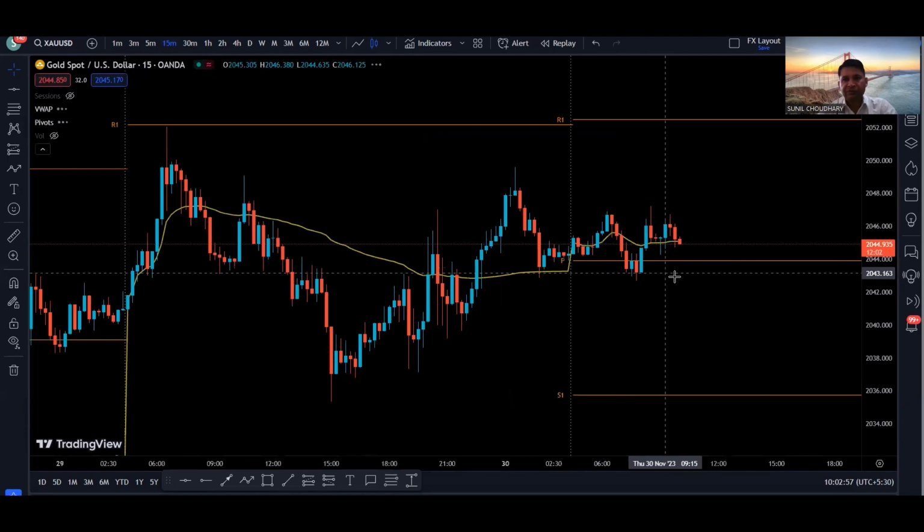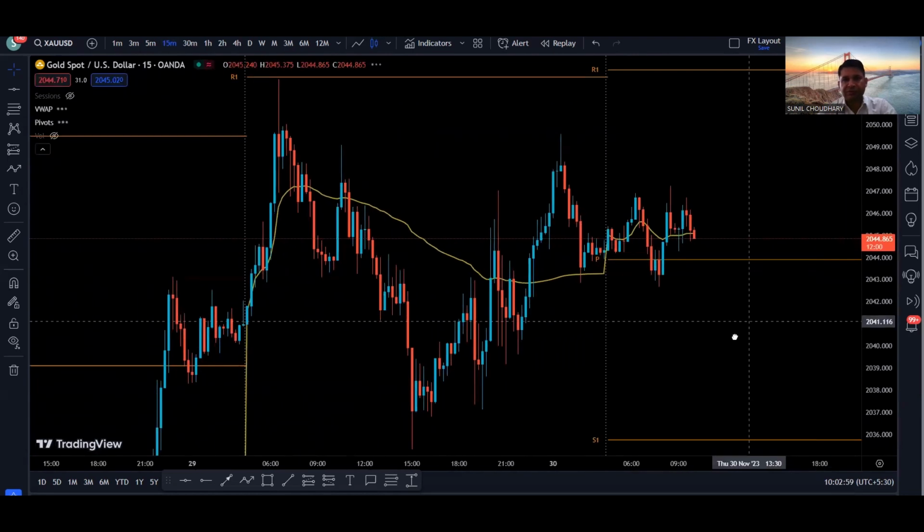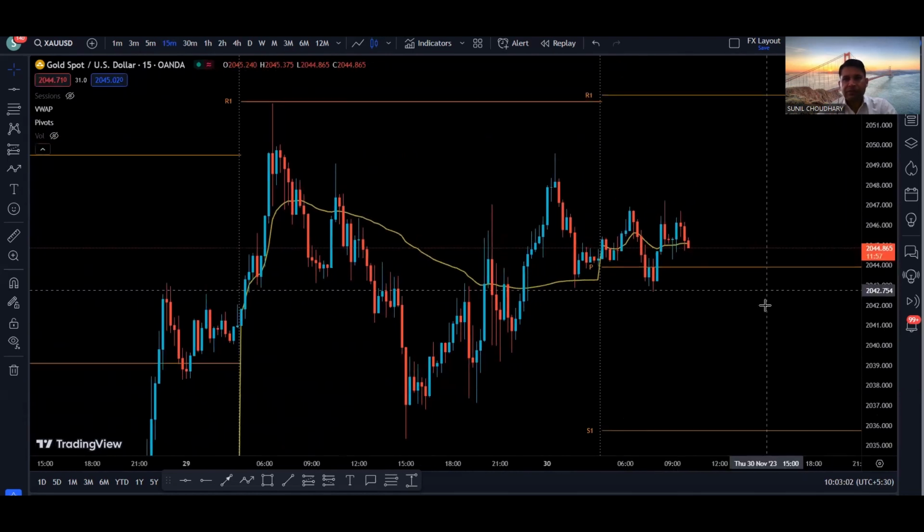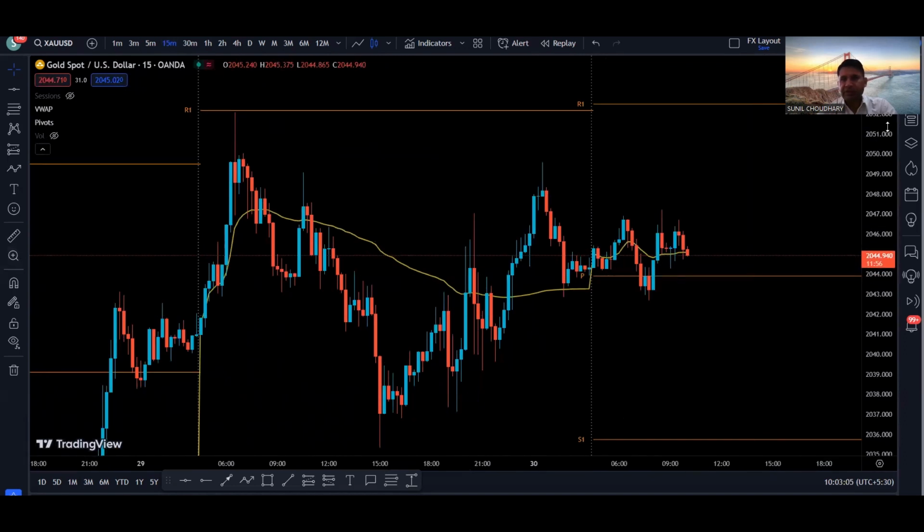Now on the 15-minute time frame, we can see that the price is around this pivot line, right? We created this high, then from here we came down, and then we made higher high, higher low, higher high, higher low, and right now we are just consolidating in this area, right?